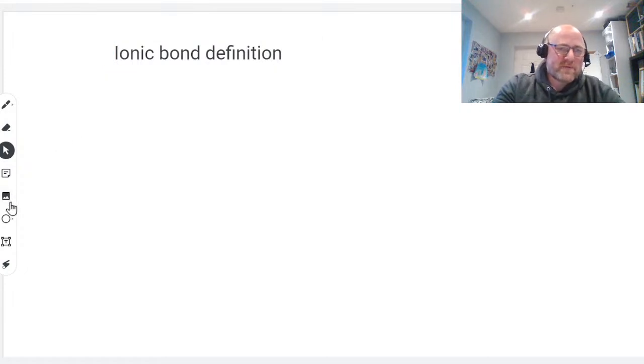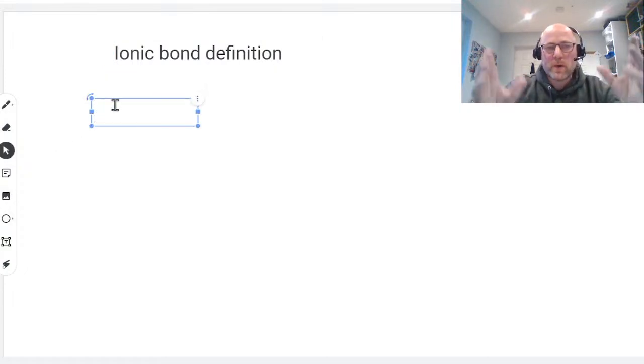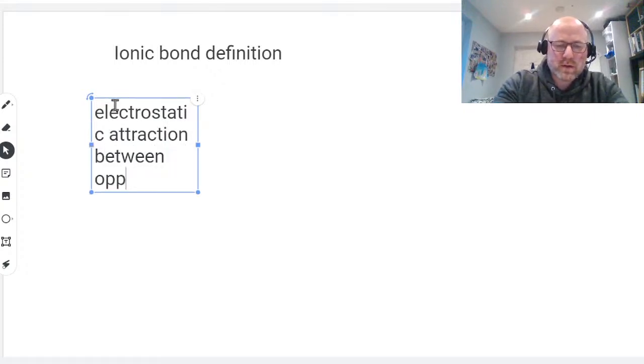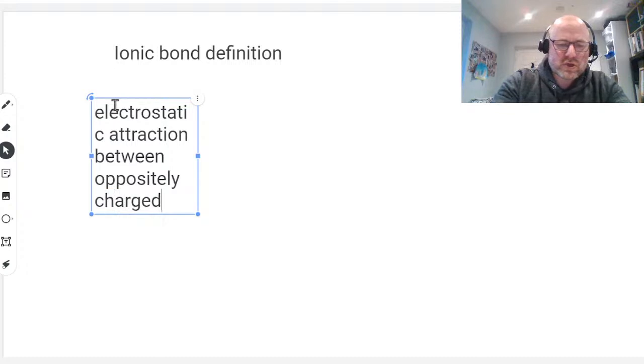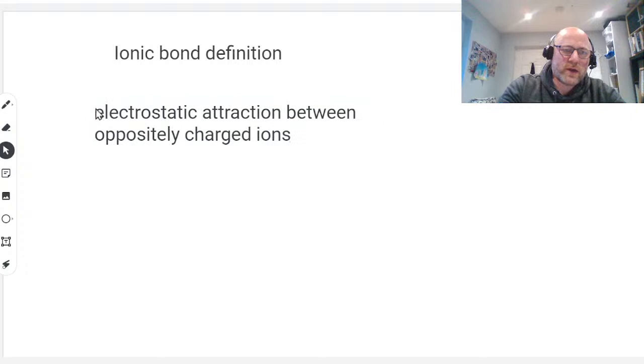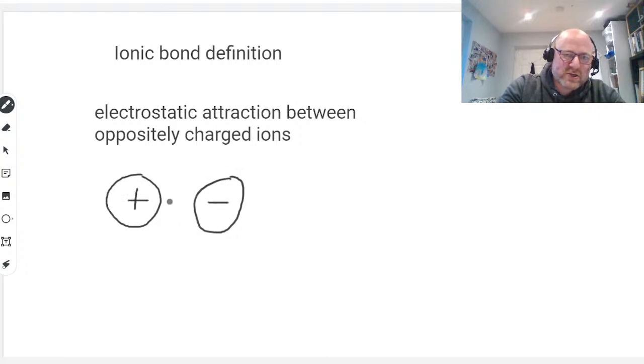Okay, ionic bond definition, people. Ionic bond definition: electrostatic attraction between oppositely charged ions. So here is the definition of an ionic bond. It's this attraction. They're all saying, yeah, we love each other. There's an attraction here, and that is an ionic bond, okay?